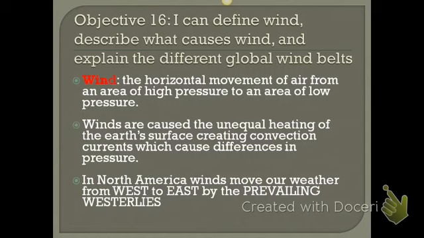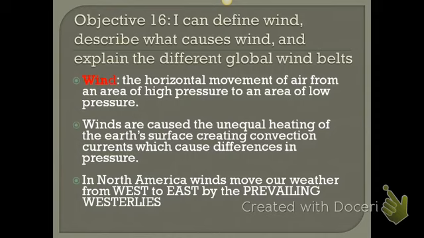Objective 16, I can define wind, describe what causes wind, and explain the different global wind belts. Well, we just talked about what causes wind, and that is convection currents. Okay, we have that warm air moving up, cold air moving down. Because we have that movement of air, that's actually what causes wind. So what is wind? It's the horizontal movement of air from an area of high pressure to an area of low pressure. Winds are caused by the unequal heating of Earth's surfaces, creating convection currents which cause differences in pressure.